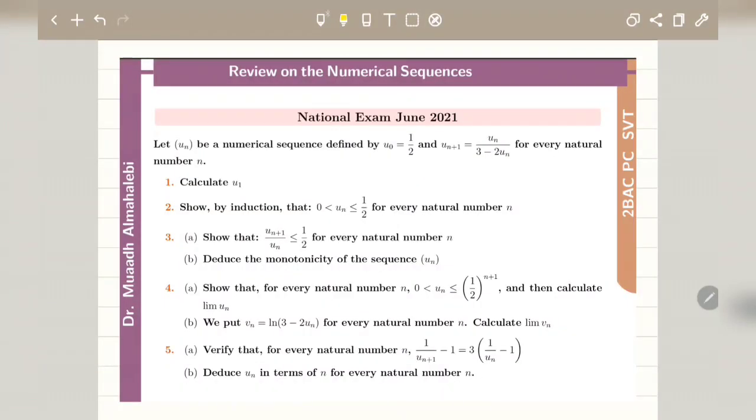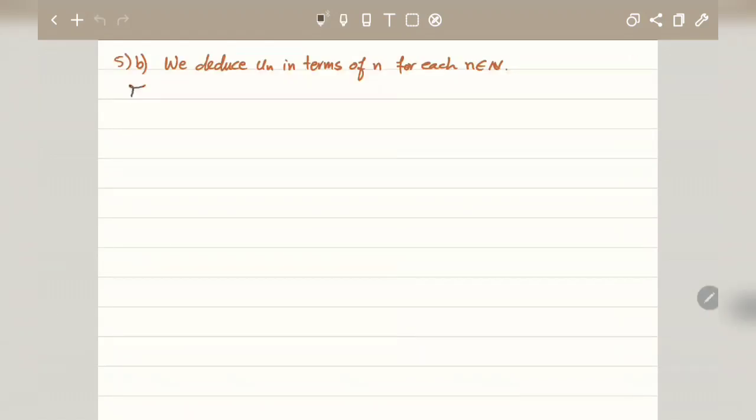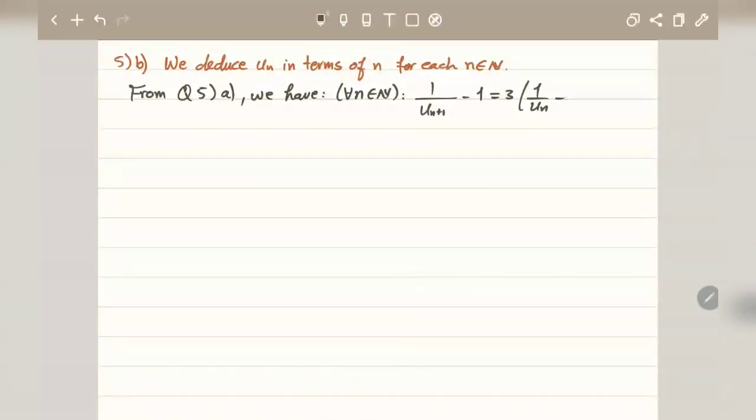In question 5b, we have to deduce un in terms of n for every natural number n. So from question 5a, we have, for each n belongs to N, 1 over un plus 1 minus 1 equals 3 times 1 over un minus 1. Look, we have the same expression here, 1 over un minus 1, and 1 over un plus 1 minus 1. We can say that there is an expression of 1 over x minus 1.